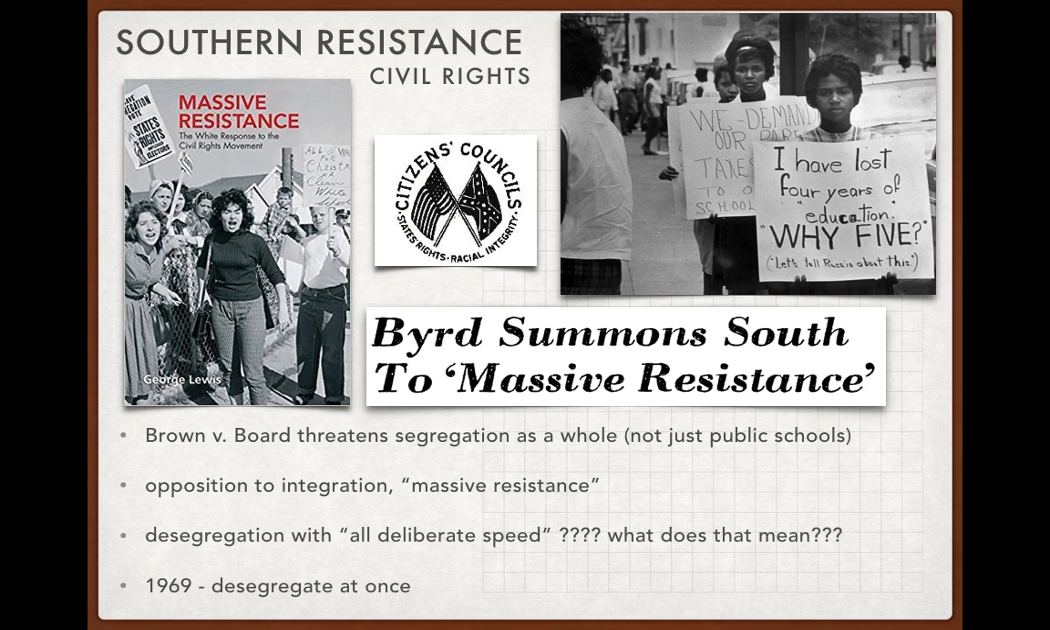Massive resistance. So massive resistance is the opposition to integration. As Brown v. Board makes segregation illegal, essentially, the government orders that the South desegregate, quote, "with all deliberate speed." I mean, what does that even mean? Do you have to go quickly? Can you drag your feet? So the governments in the South don't just drag their feet, they move as slowly as possible.